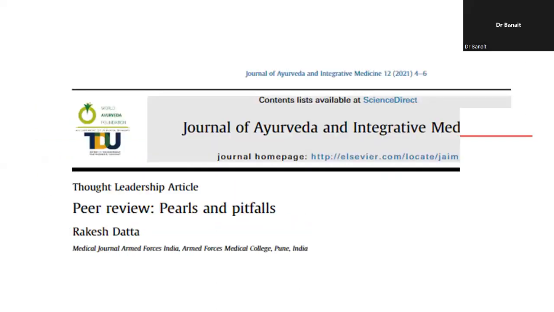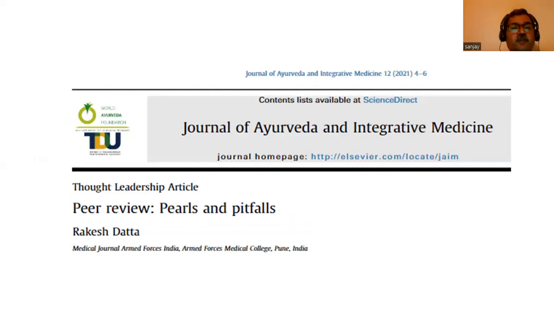Another excellent article which I found is by Dr. Rakesh Datta, who is editor of the medical journal Armed Forces India. He wrote this lovely article called Peer Review Pearls and Pitfalls, and he has given 10 rules, 10 commandments.